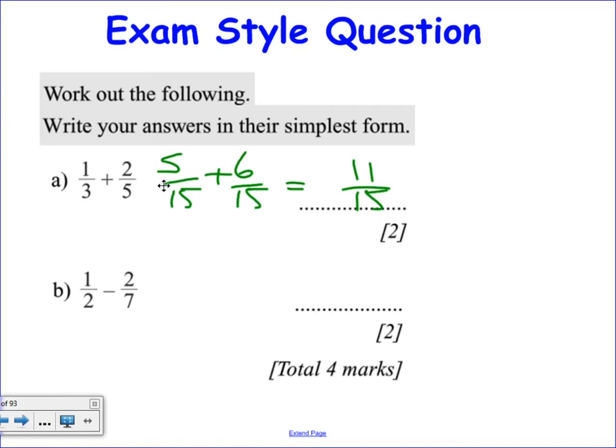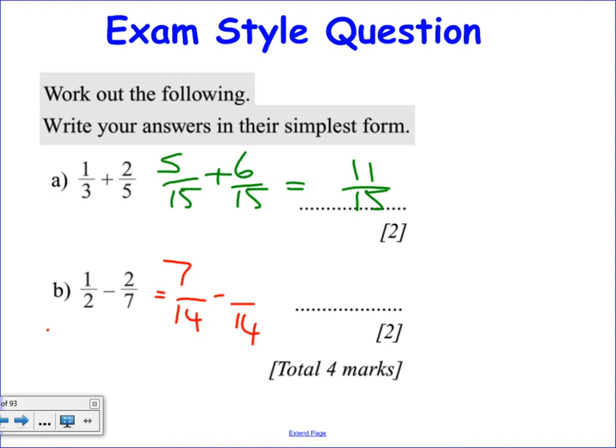Right, let's look at the next one then. I've got a half and 2/7. So the common denominator is something over 14 for both of them, and I'm going to do a subtraction. So how do they get from 2 to 14? What do I do to the top? So 7 over 14 is a half, equivalent.